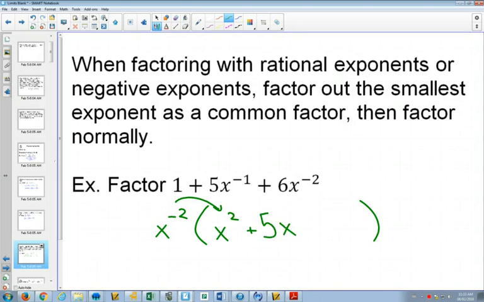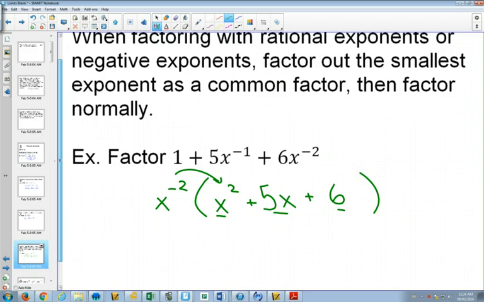You'd have to have a 5x. And if you took the x to the minus 2 out of this, you would just be left with 6. So one way that we can do this is we can imagine if I take that smallest exponent out in front, what would I have to multiply in each of these spaces to get what I had originally?